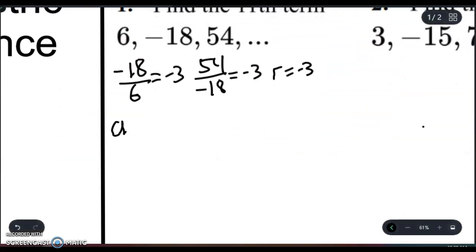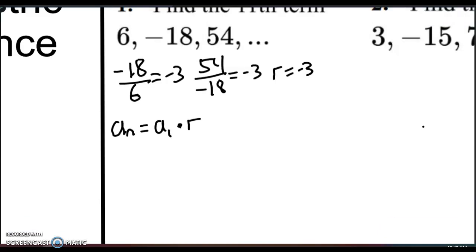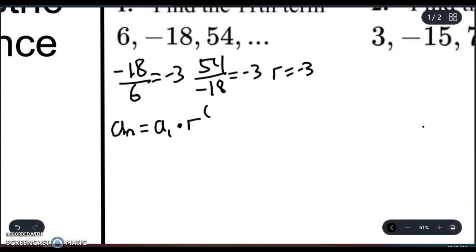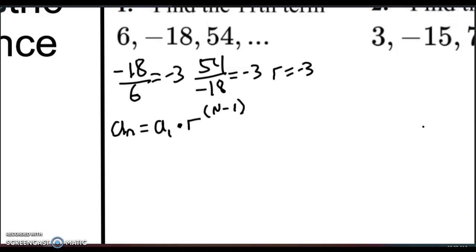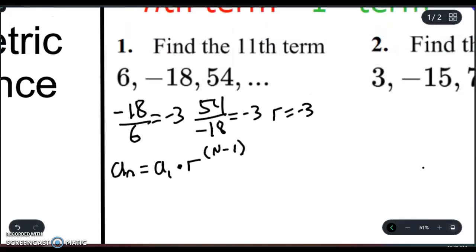It's going to be a sub n is equal to a sub 1 times r, which is the common ratio, raised to the exponent of n minus 1. That's the formula. I'm going to go step by step and show you what each of those things is and plug them in at the same time. a sub n just tells you what term we're looking for. We're looking for the 11th term, so that n is going to be replaced with 11. This n is going to be replaced with 11 too.